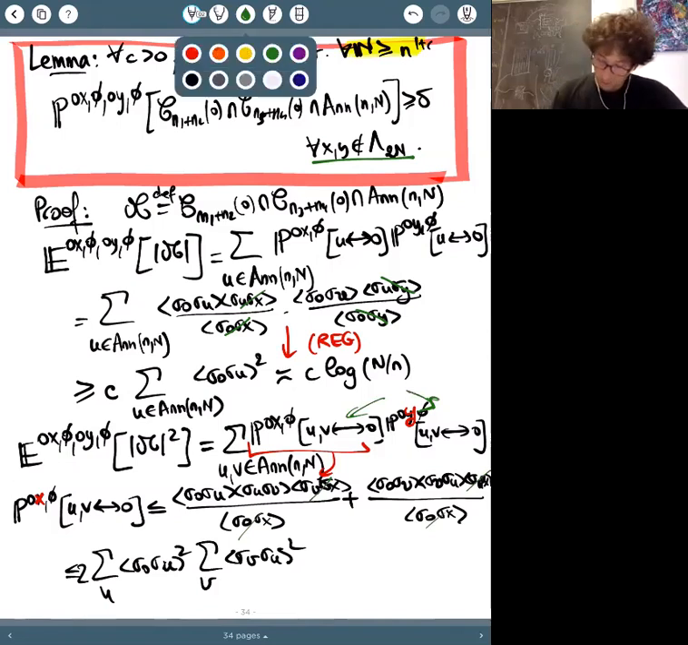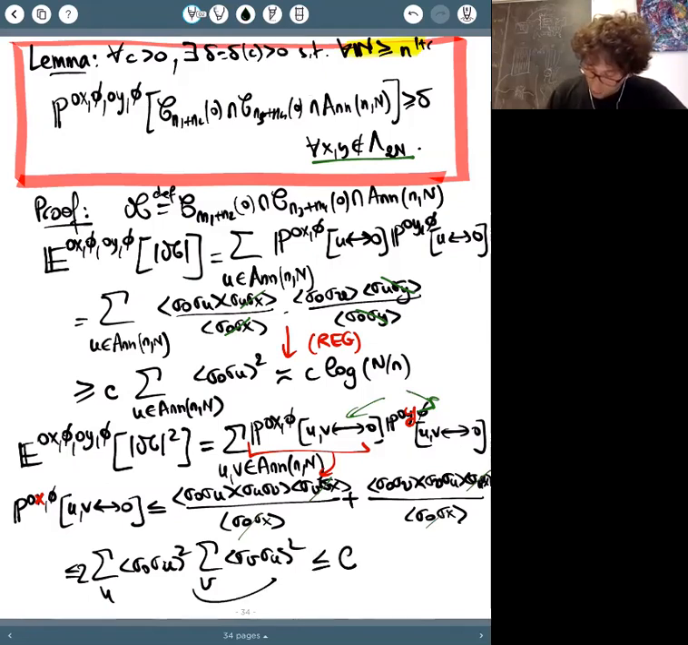Why is it good? Because when you look at it, you can bound it by a constant. This guy is going to give you log n, and when you sum this guy, you are going to get log n also. So you get log n squared.